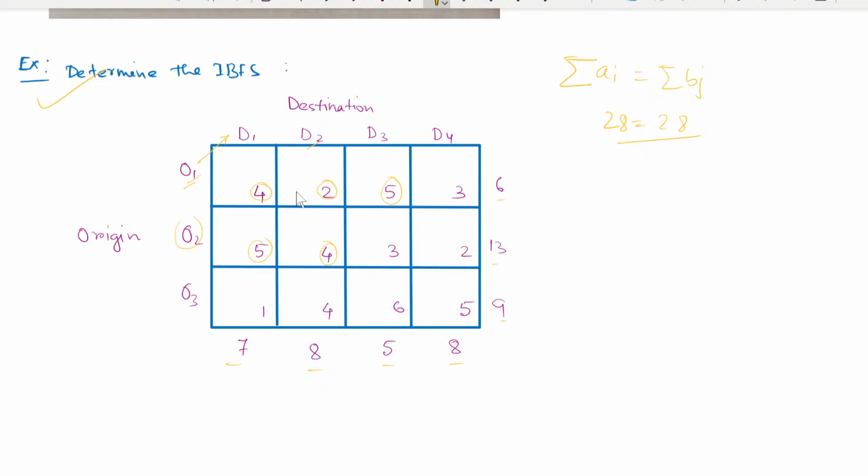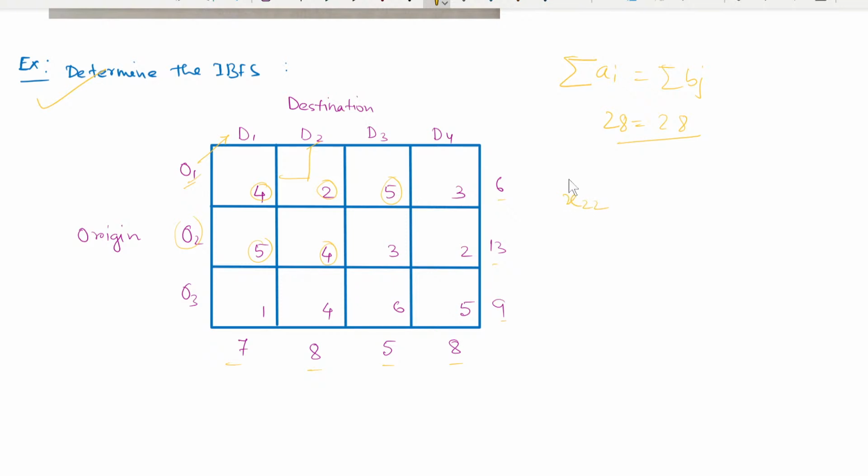The minimum element of the first row is here, 2. So 2 is the minimum element of the first row, and we allocate this cell first. This is the x22 cell.